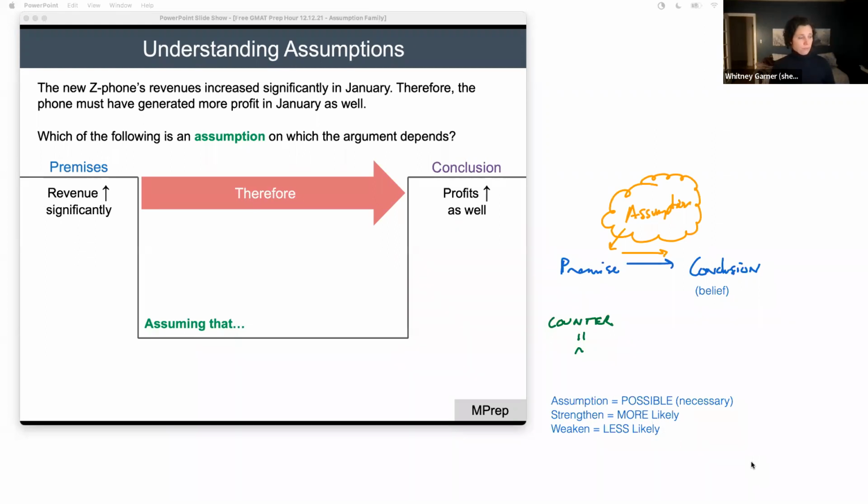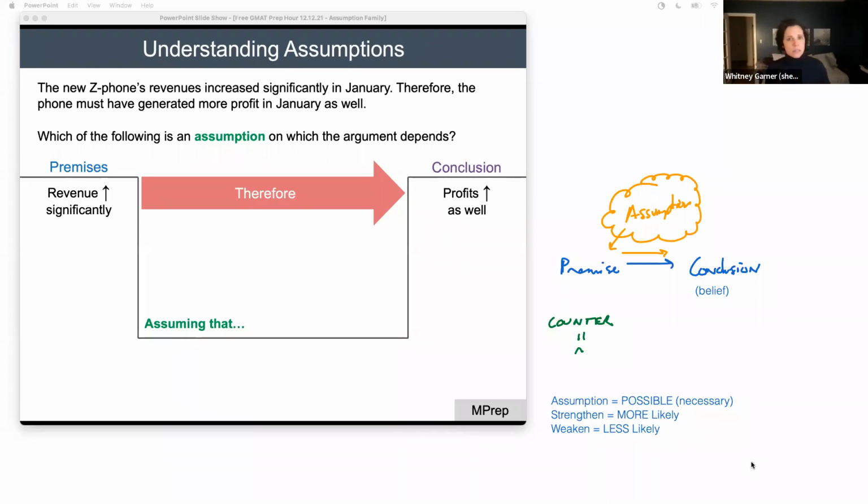Completely fail. So revenue goes up significantly. When I start to think about assumptions, I often think about bad news. So if I'm looking at an argument and I'm thinking, okay, if your revenues have gone up a bunch, what would stop you from having your profits go up? What would be the thing that would hurt you the most? What would guarantee that your conclusion isn't true?